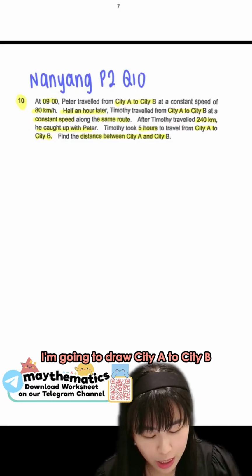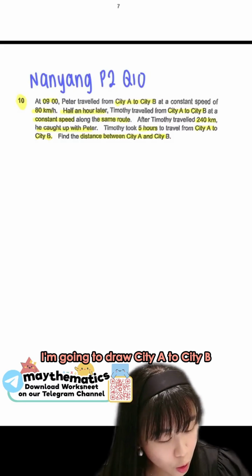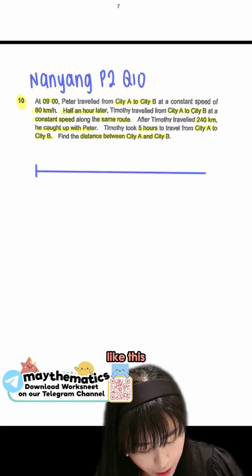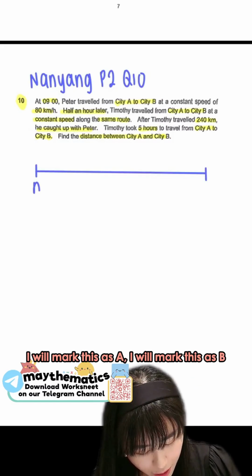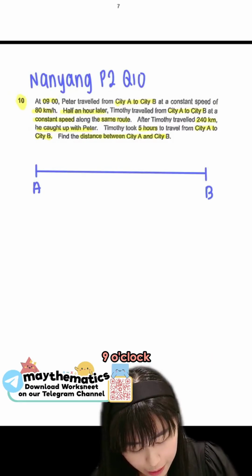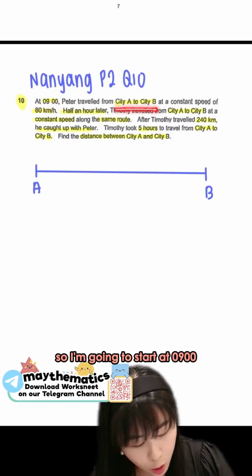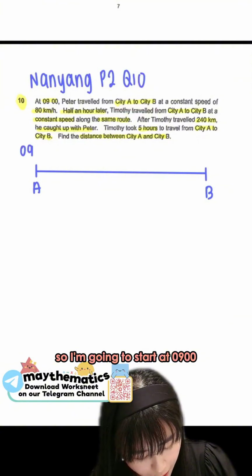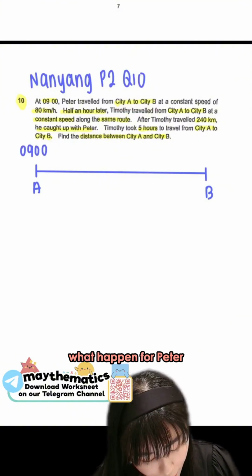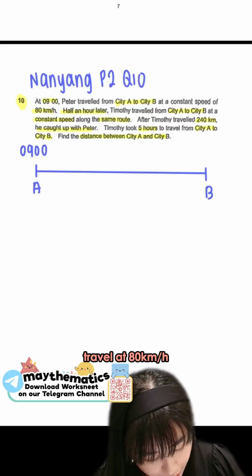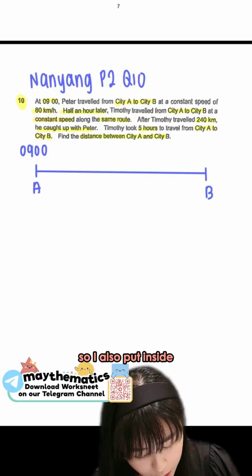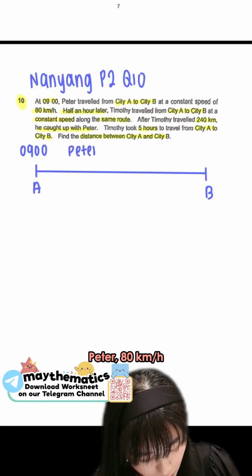Okay, I'm going to draw city A to city B. So first, like this. I will mark this as A. I will mark this as B. At 9 o'clock, Peter traveled from A to B. So I'm going to start at 9 o'clock, 0900. What happened for Peter? Travel at 80 km per hour. So I also put inside, Peter, 80 km per hour.